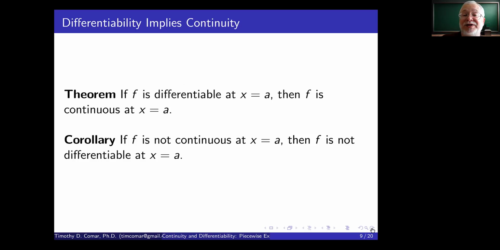And here again is the relationship between differentiability and continuity. Simply stated, differentiability implies continuity. Stated as a theorem, if f is differentiable at x equals a, then f is continuous at x equals a. Sometimes we like to state this in terms of the contrapositive statement: if f is not continuous at x equals a, then f is not differentiable at x equals a. The second statement here is a nice way to show that a function is not differentiable if we can simply show that it's not continuous.